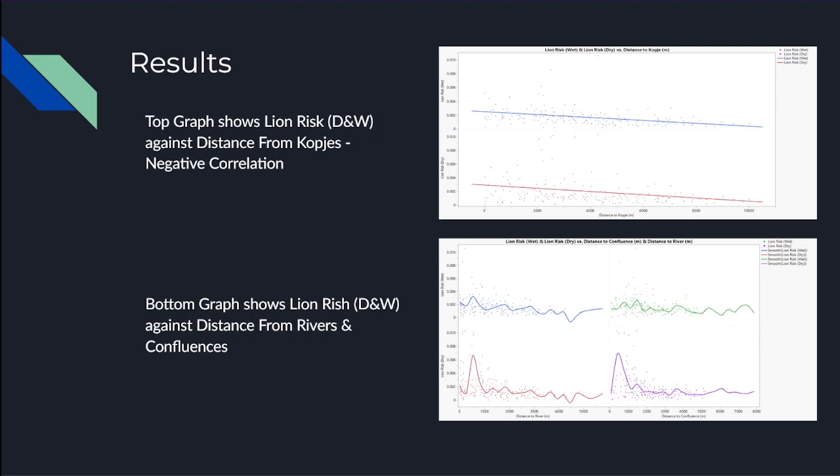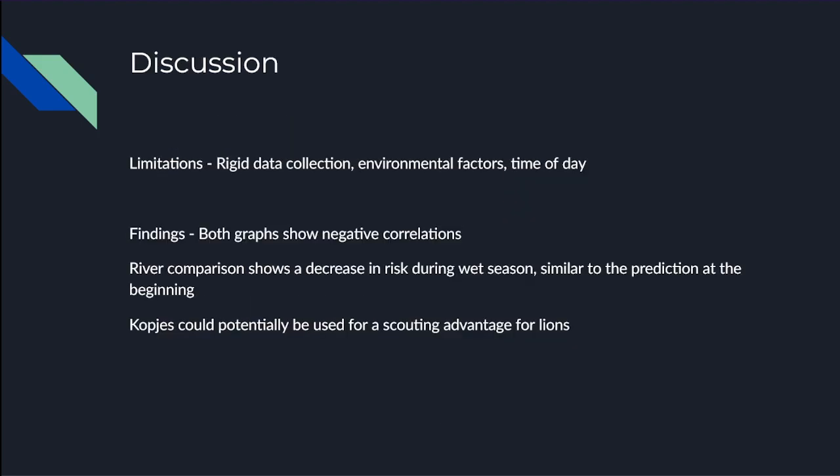The results we got were both negative correlations from lion risk, dry and wet. The top graph shows wet and dry versus distance to kopja, and the bottom one shows wet and dry versus distance to a river and distance to a confluence. They're both negative correlations, so the closer they were to the certain land feature, the higher the risk. And we'll go over that in this next section.